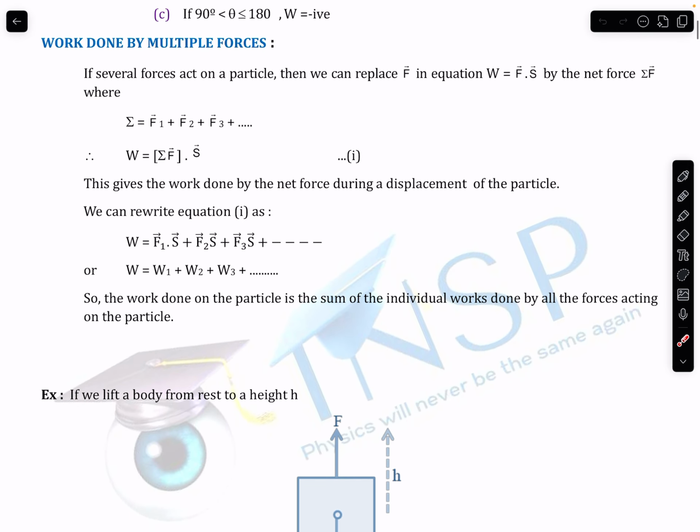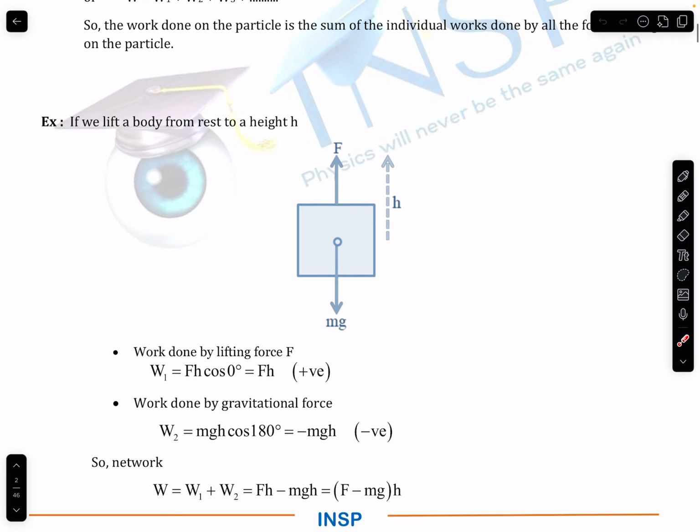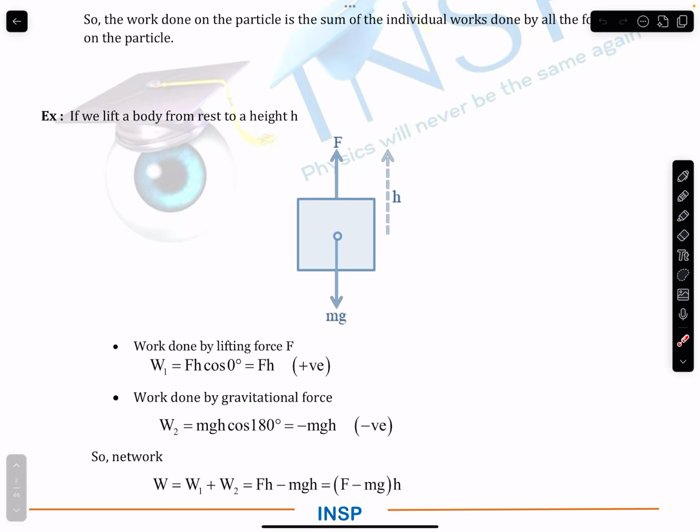Work done by multiple forces. If there are many forces here, we can write the total work done as the sum of the work done by the individual forces. Since the total displacement is going to be constant, we can simply write F net dot ds also. One very basic level example is given. If we lift a body from rest to a height of h, then W of mg is minus mgh, and W of the agent is Fh.